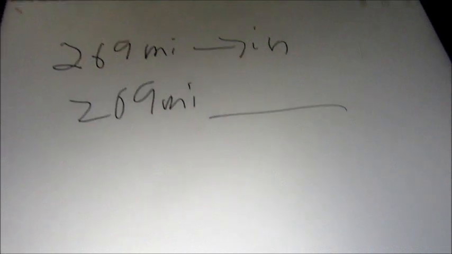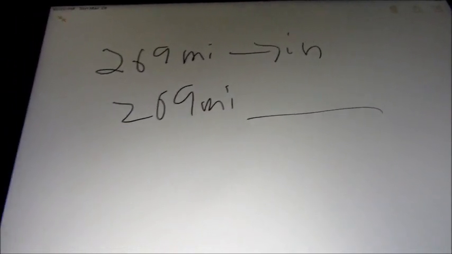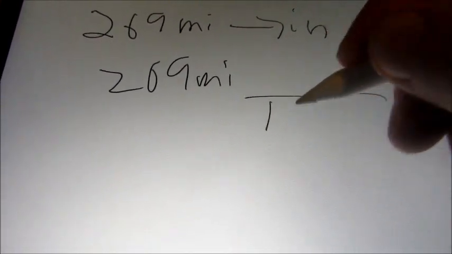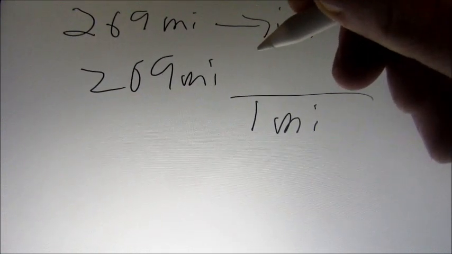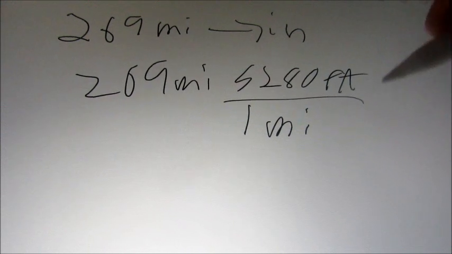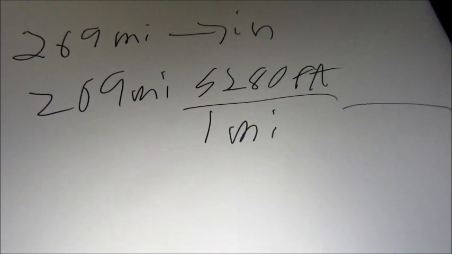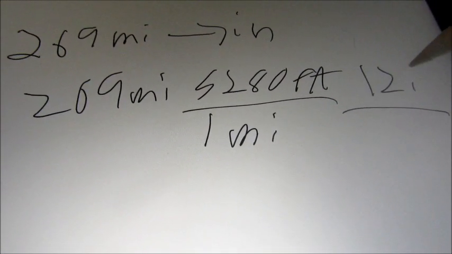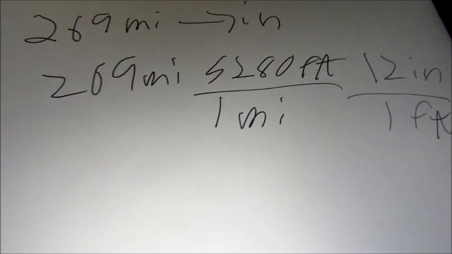Okay, so you may have one where we're changing miles into inches. So we have 269 miles into inches. We start with 269 miles, and we know that there are 5,280 feet in 1 mile. Since we already have mile on top, we put mile on bottom, and 5,280 feet. And we also know that there are 12 inches in 1 foot.